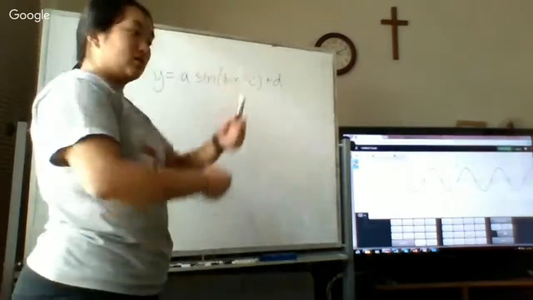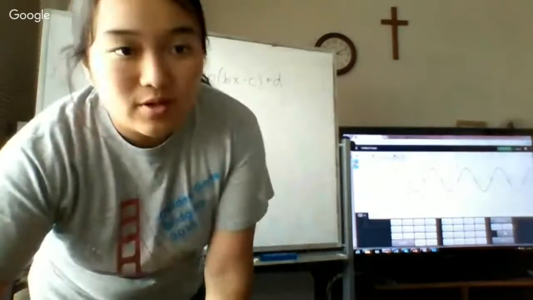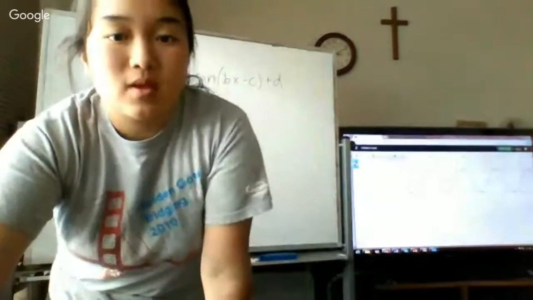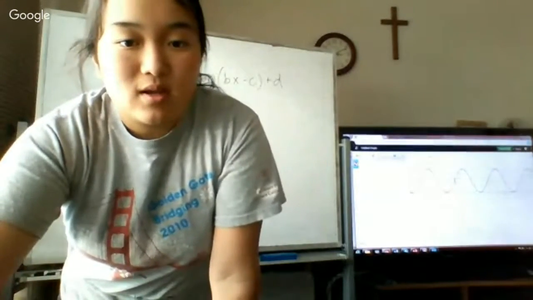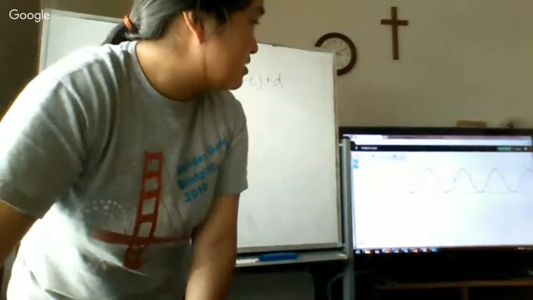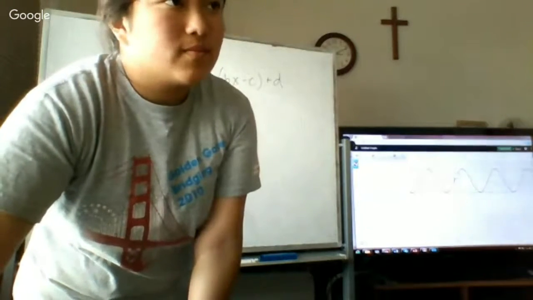So they're not stretching the graph or anything. They're just moving it around. So if I were to add 1 to this, it would move it up 1. And notice that the point that used to be at the origin, this used to be at 0, 0. Now it's at 0, 1 because it's been moved up. And notice that the amplitude, what's the amplitude of this graph? What's A?